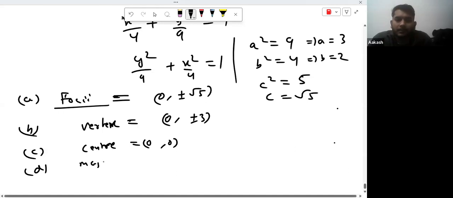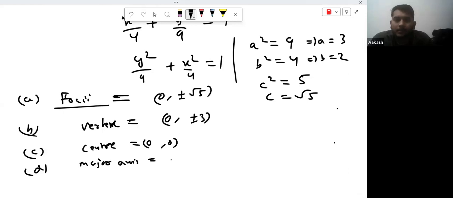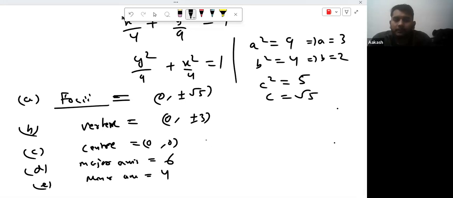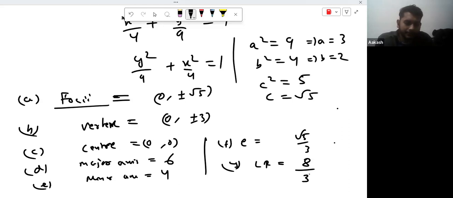Major axis is 2a, so 6. Minor axis is 2b, which is 4. Okay. Eccentricity, c upon a, root 5 by 3. Latus rectum is 2b square by a. So 8 by 3. Got it, everyone?